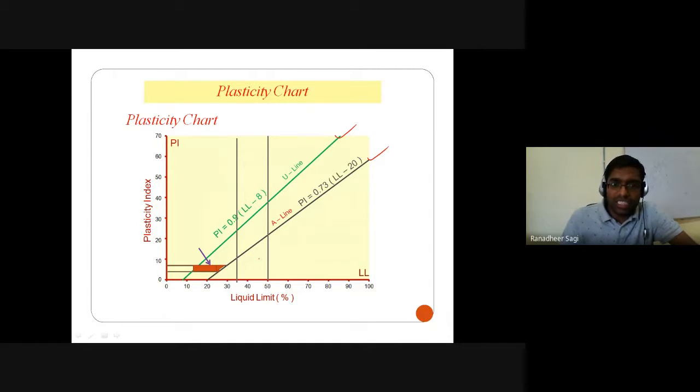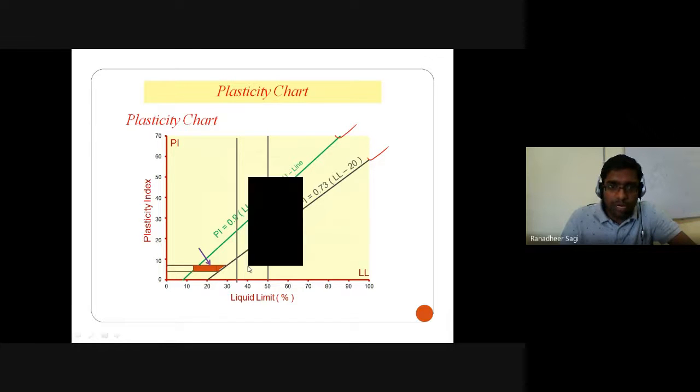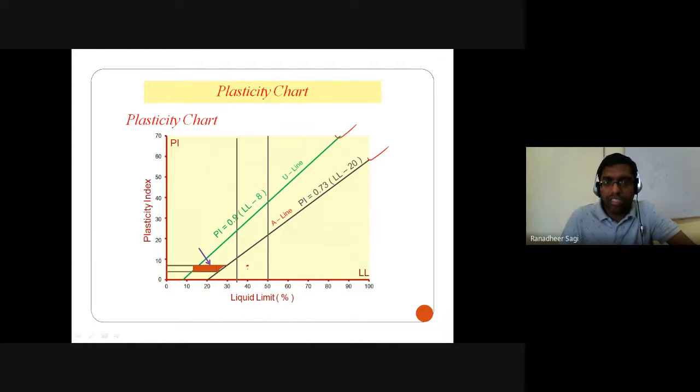And what is the plasticity index value? The plasticity index value of that soil, I have got it as, let's say, 6. For a liquid limit of 40 and a plasticity index value of 6, that point might be coming somewhere here on the chart. Now, what is this point telling me? That point should tell me the classification of that soil.